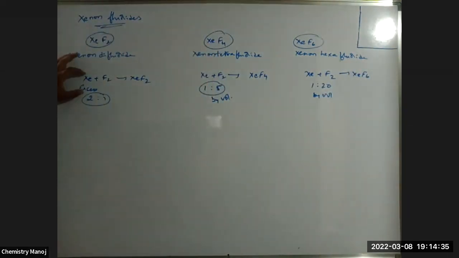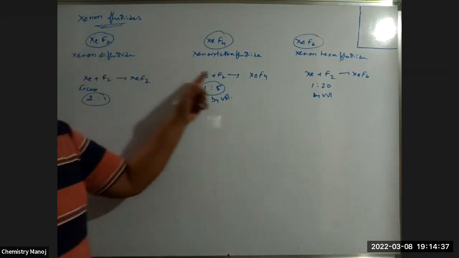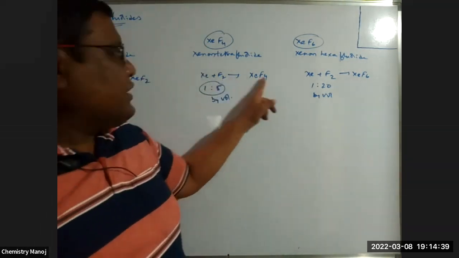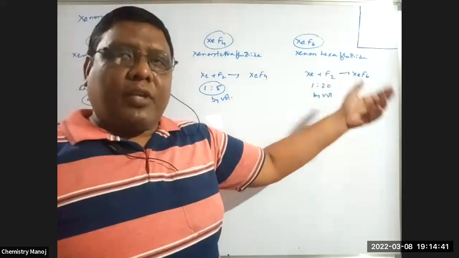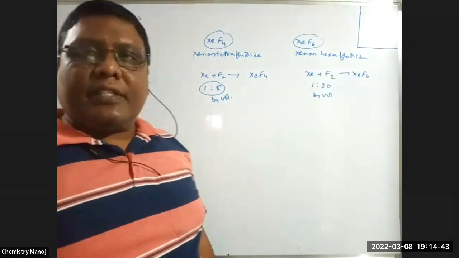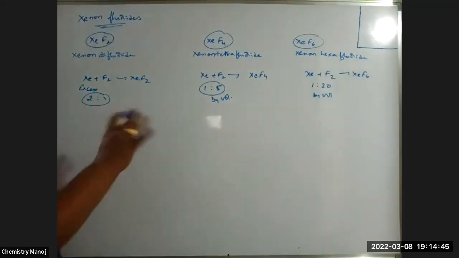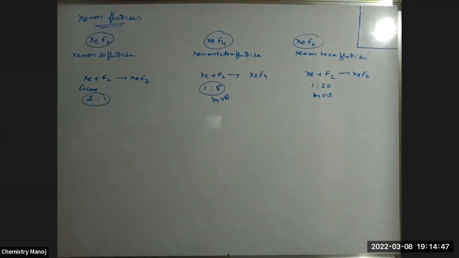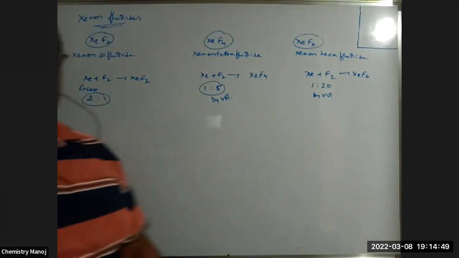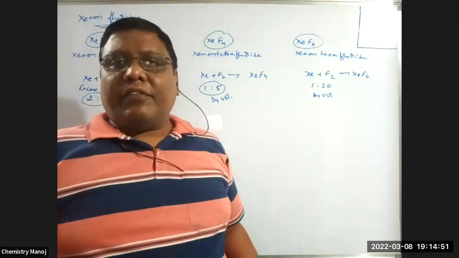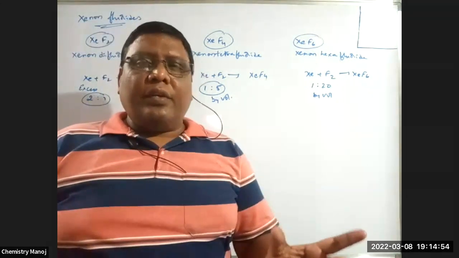If xenon is in excess, XeF2 is the product. If fluorine is moderate, XeF4. If fluorine is much higher, that automatically gives XeF6. These are the preparation methods of these compounds. Now let us discuss one by one: XeF2, XeF4.